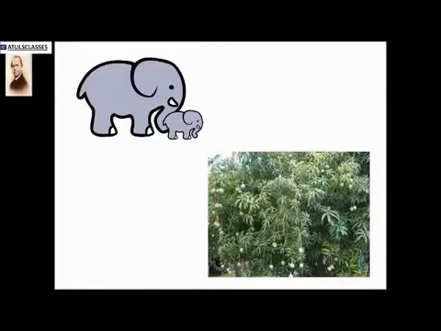Do you know why the elephant gives birth to an elephant only? Why does a mango tree give only a mango fruit and not anything else? What is it that is making this happen, or carrying the information from the parent to the offspring?